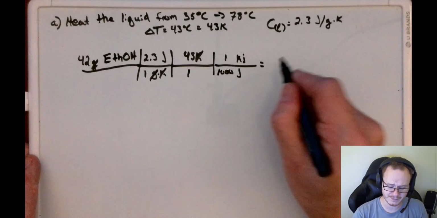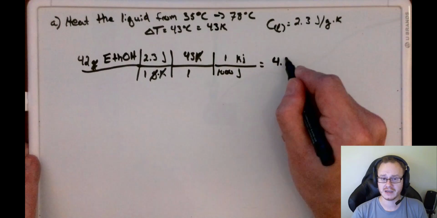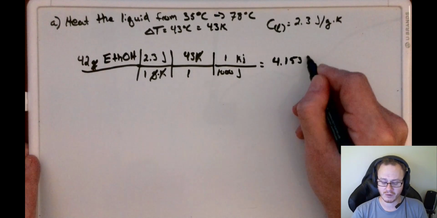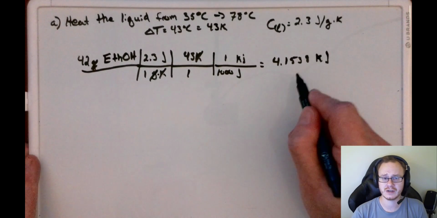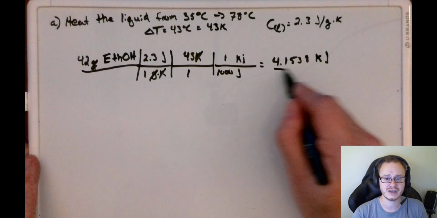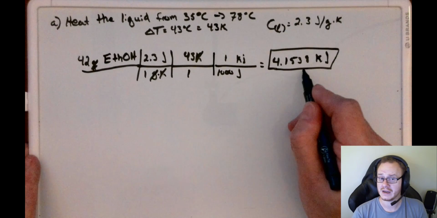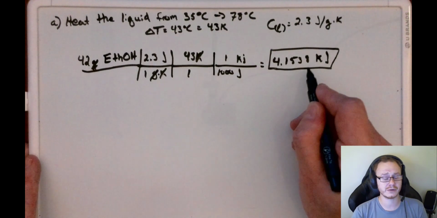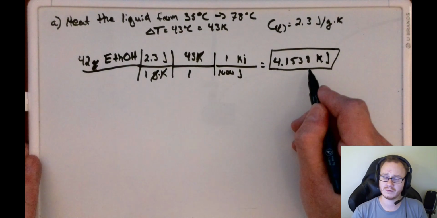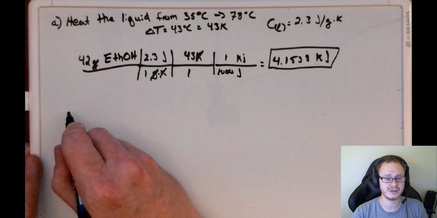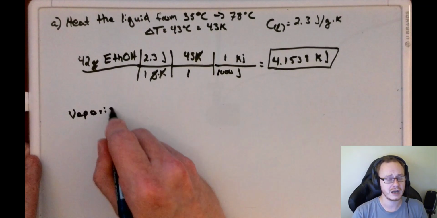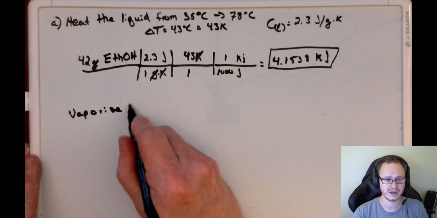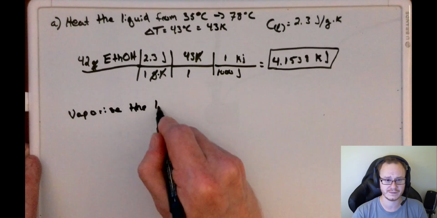Once I solve this problem, I end up with a heat change, a heat necessary of 4.1538 kilojoules of energy to heat this liquid to its boiling point of 78 degrees Celsius. This, however, is not the total amount of energy. Once it reaches the boiling point, it also needs to transition into the gaseous phase, and that's what I'm going to work on next. I'm going to vaporize the liquid at 78 degrees Celsius.